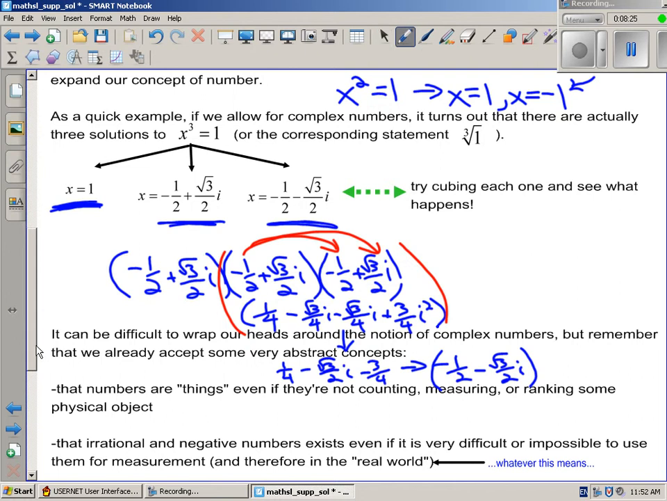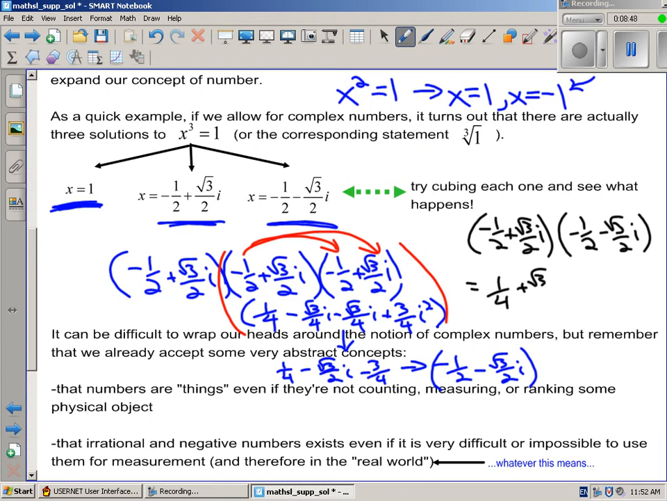Let's go back now, and here's the first bracket, root 3 over 2i. Here's the last 2 brackets worked out: negative a half minus root 3 over 2i. Ooh, look at that. They're binomial conjugates now. That would mean we'd get 1/4 plus root 3 over 4i minus root 3 over 4i minus 3 over 4i squared.